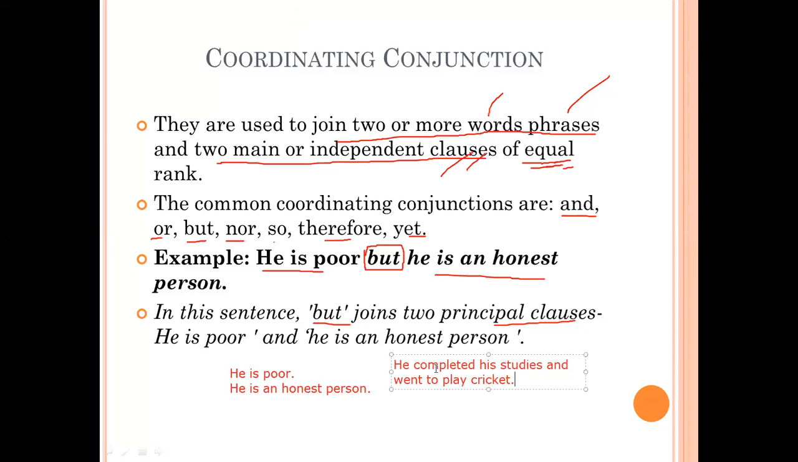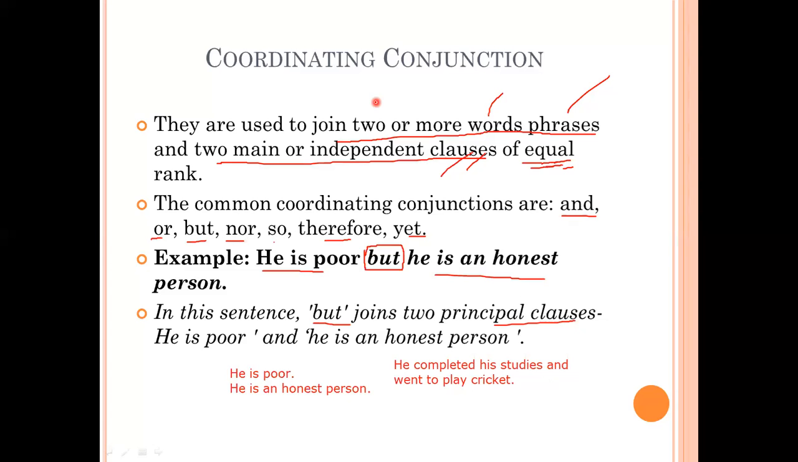Which two sentences or clauses do we come to know? Completion of study, this is one. Playing cricket, this is one. So he completed his studies and went to play cricket. Here we used the conjunction and, which is a coordinating conjunction. You can try making sentences with or, nor, so, therefore, etc. These are a few that we are going to discuss here. If you are able to make sentences, that's fine. You can send them into the chat box also. So Akshita, that's nice.